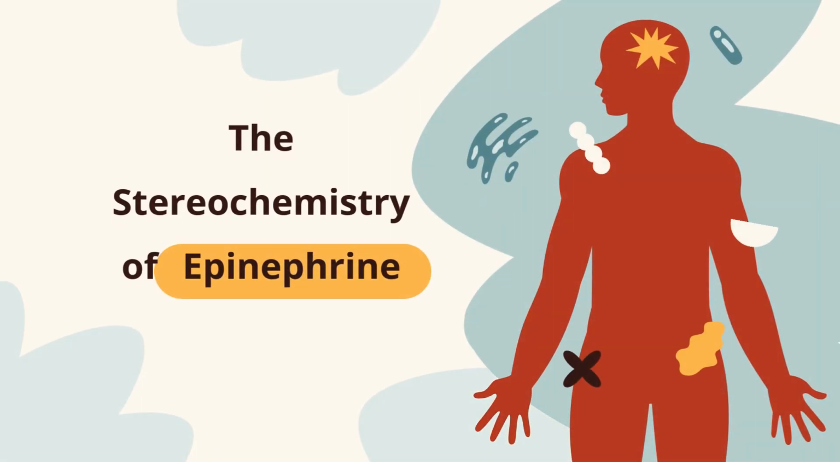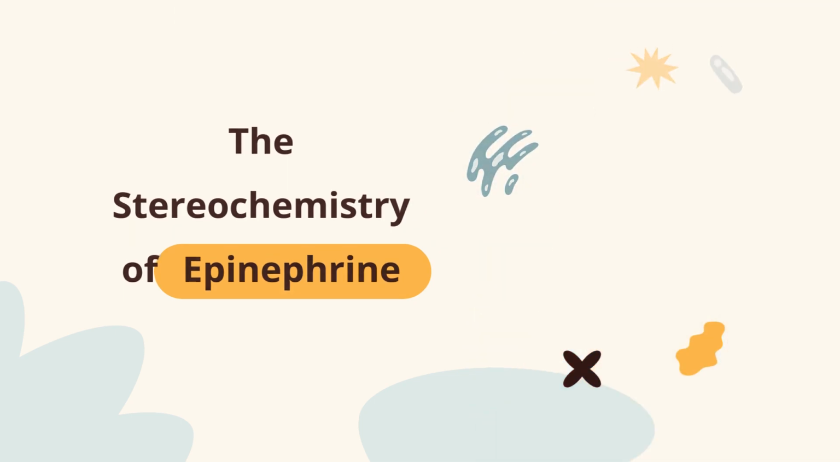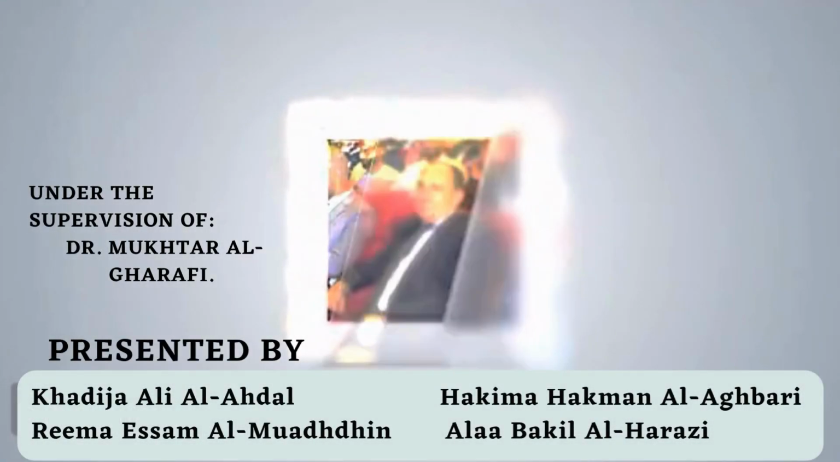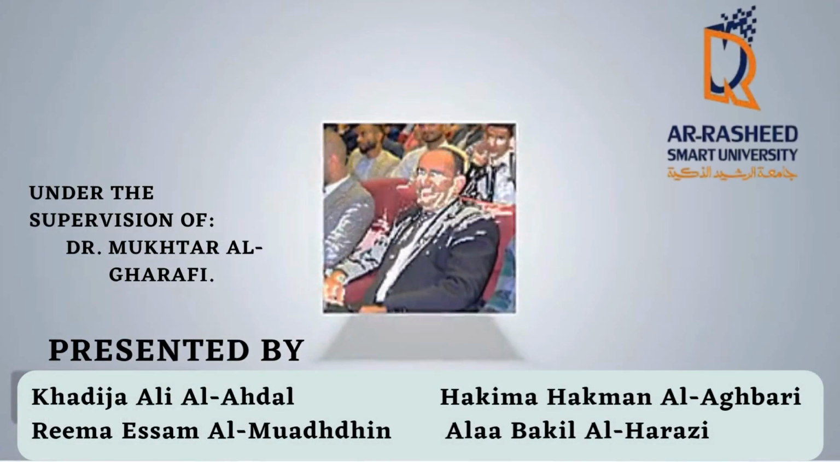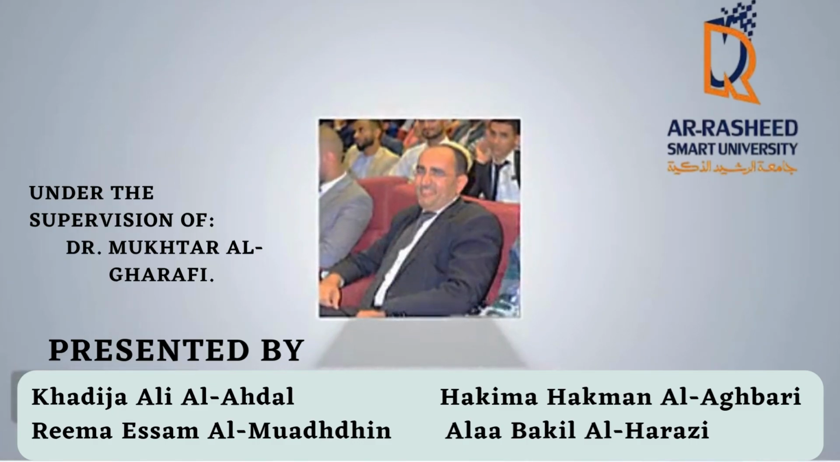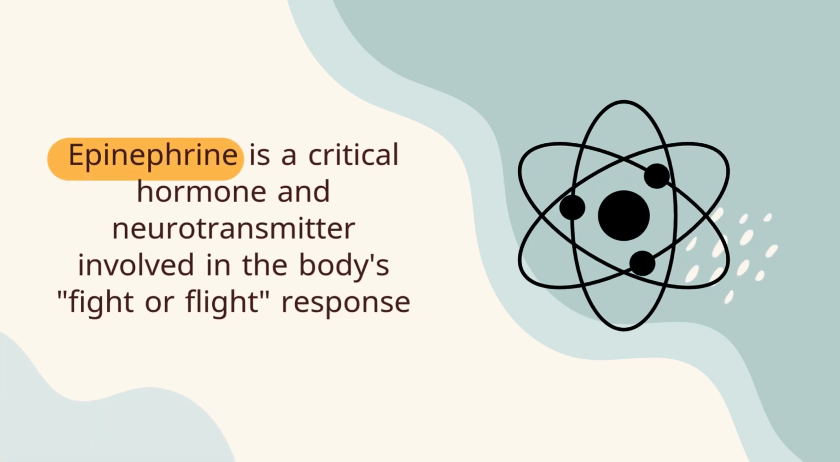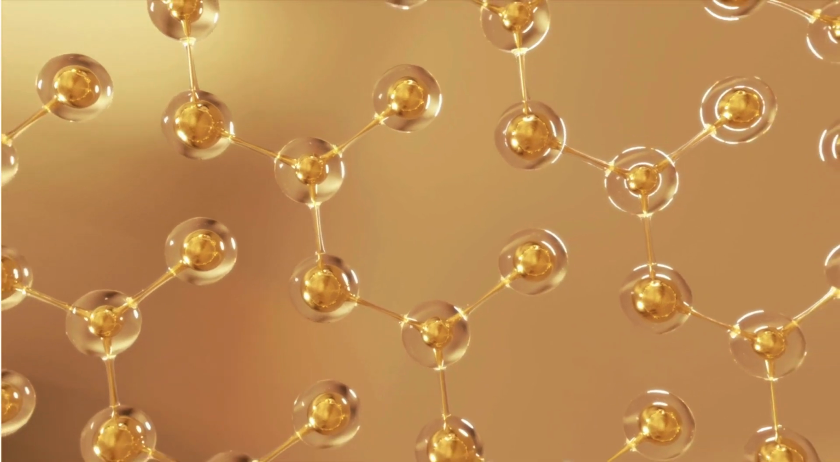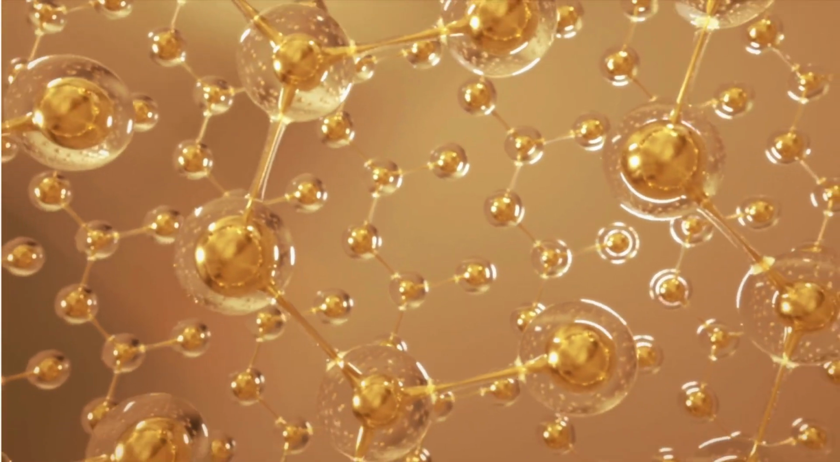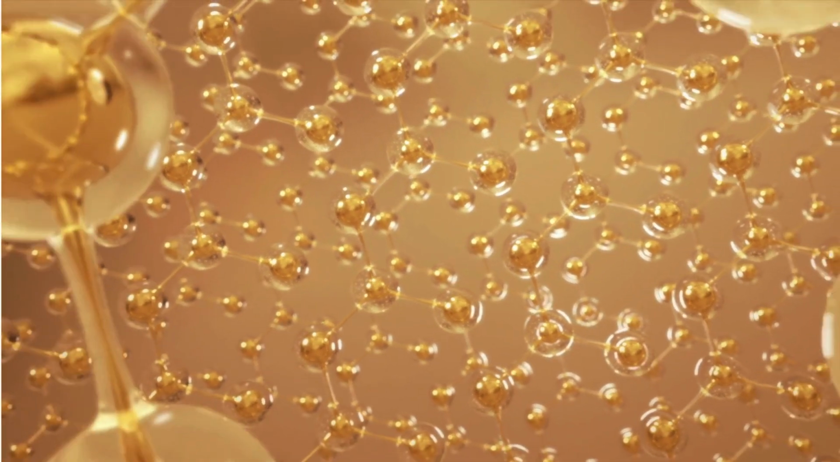Today we're delving into the fascinating world of stereochemistry by exploring the molecule epinephrine, also known as adrenaline. This video is presented under the supervision of Dr. Mukhtar Al-Gharafi. Epinephrine is a critical hormone and neurotransmitter involved in the body's fight-or-flight response. Understanding its stereochemistry is essential for grasping how it functions biologically and how it can be utilized in medicine.